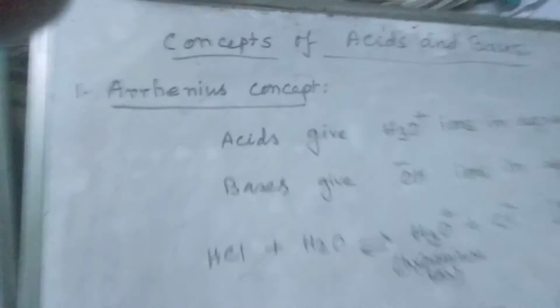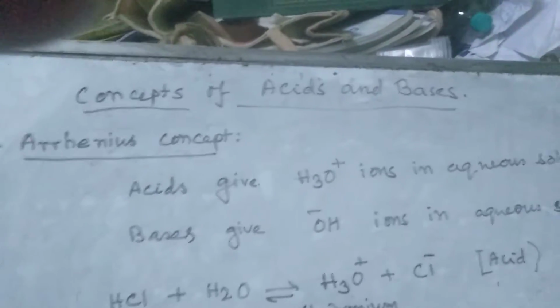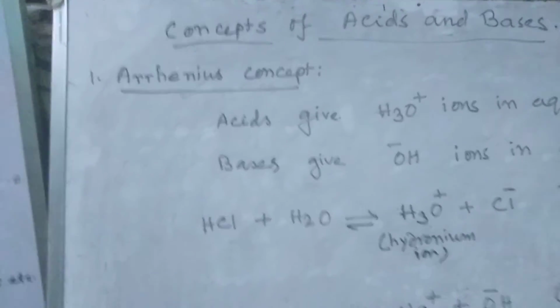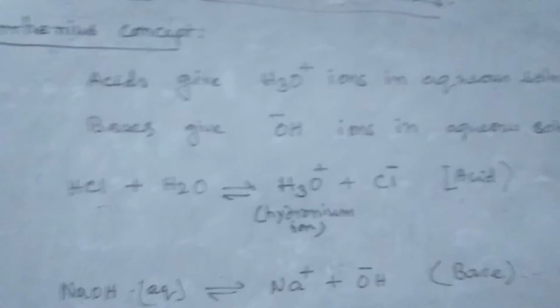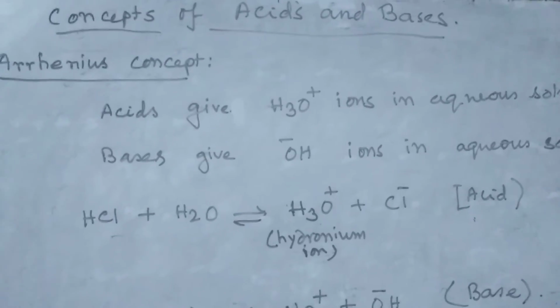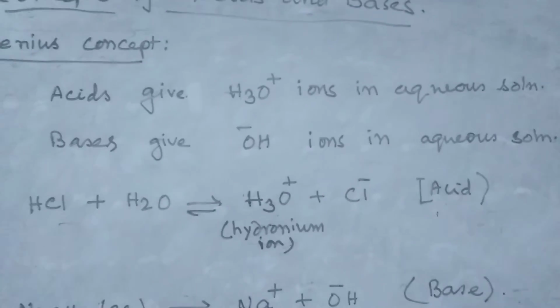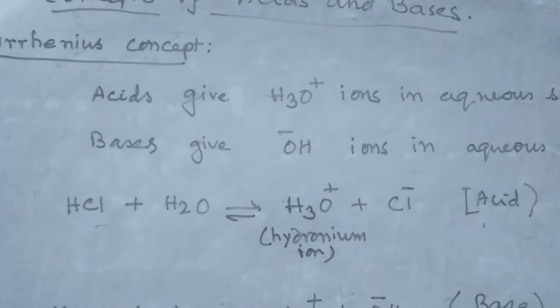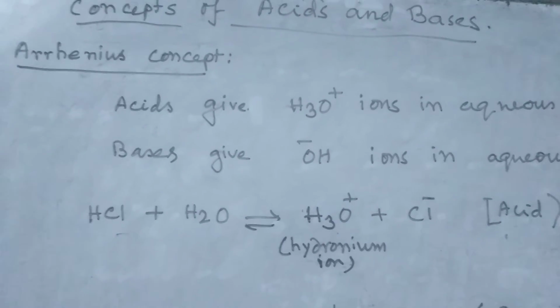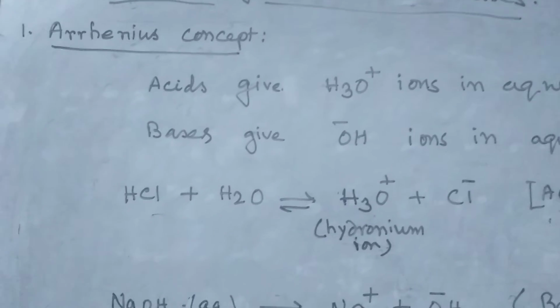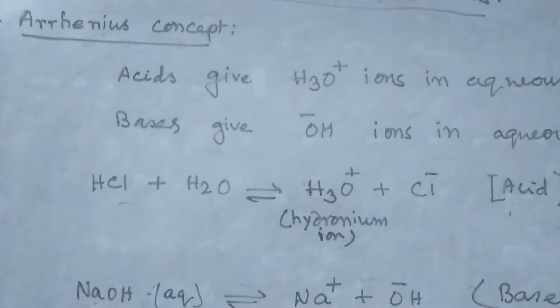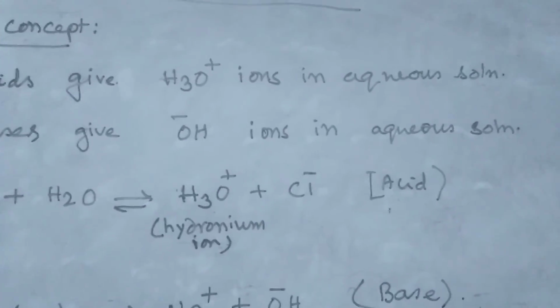Now we come to the concept of acids and bases. First we start with the Arrhenius concept of acid and base. In the Arrhenius concept, acids are those substances which give H3O plus ion in aqueous solution. H3O plus ion is known as the hydronium ion. What is H3O plus ion? I am just going to discuss that now. And bases give OH minus ions in aqueous solution.